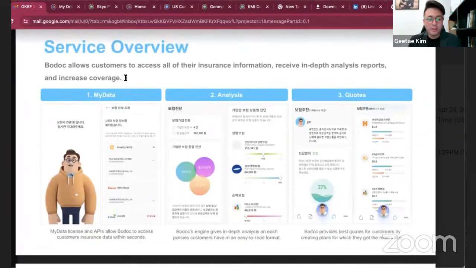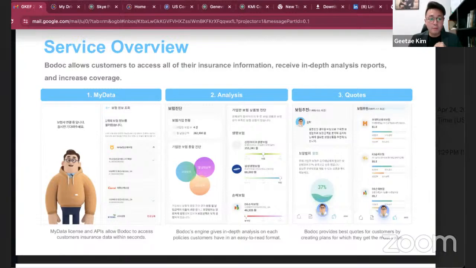To give you a better idea of what we exactly do, Bodak is an app that allows you to access all of your financial information. We are essentially a My Data company, which means that we have this license called My Data. My Data is what allows us to access your financial information as far as your banking accounts, your insurance balances, things like that. It's a very difficult license to obtain because it's basically applying to become a financial institution in Korea.